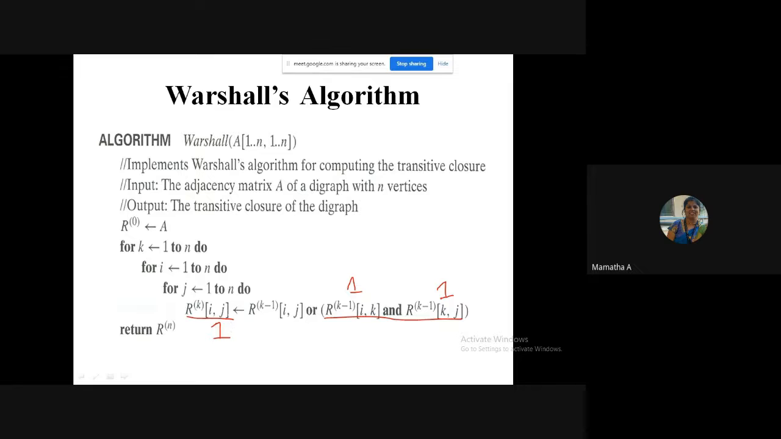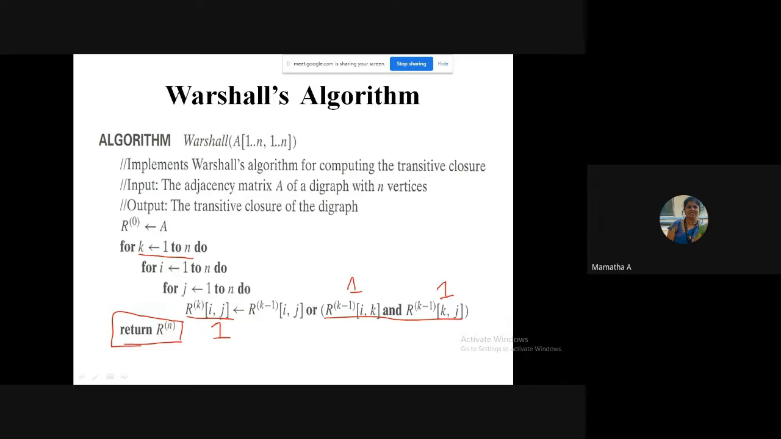Are you understanding? So this will repeat for all the values k ranging from 1 to n, because I have to generate R1, R2, R3, R4, R5 and so on till Rn. And then finally, when k reaches the value of n, return Rn. What is this Rn for me? Rn is my transitive closure. The last matrix is my transitive closure.